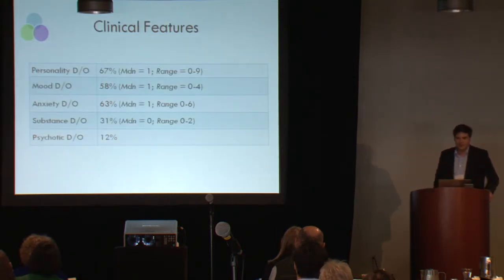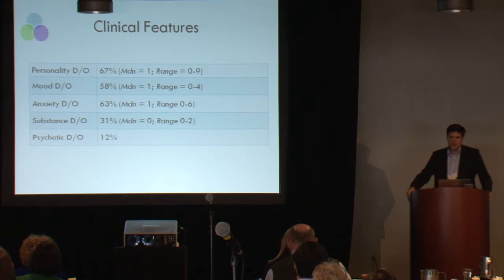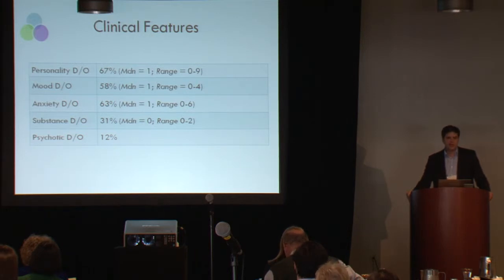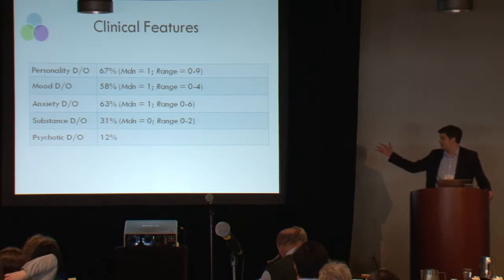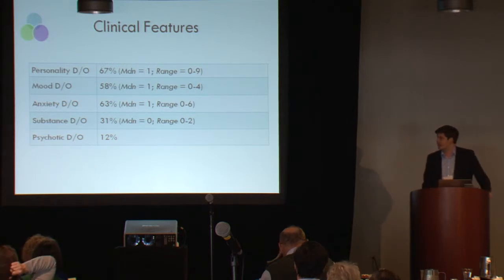In terms of the clinical features, just quickly to cover these, it's a sample with a lot of impairment and a lot of psychopathology. 2/3 of them met the criteria for one or more personality disorders. 60% met criteria for a mood disorder, 63% for an anxiety disorder, about 1/3 for a substance use disorder of some type, and 12% for a psychotic disorder. There is no range there, because if you met one, you couldn't meet multiple psychotic disorders.